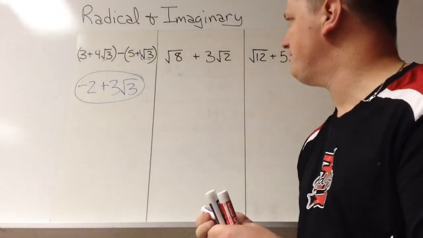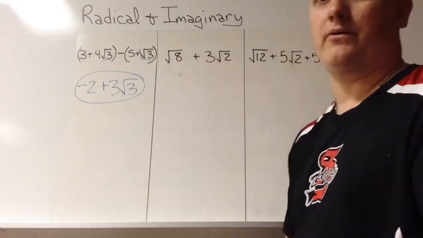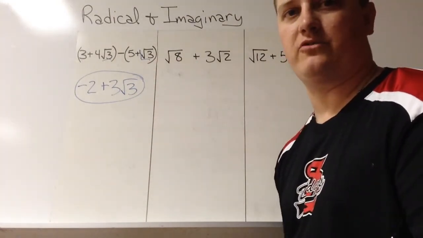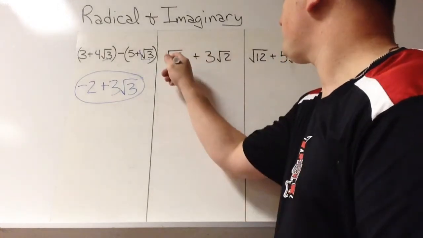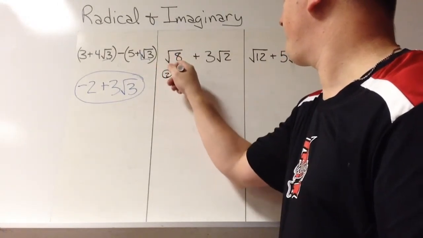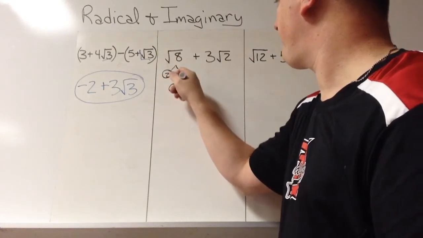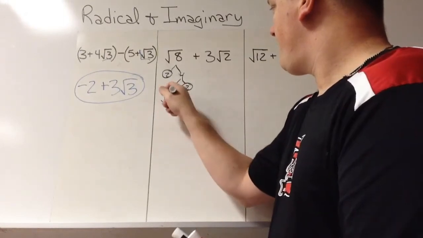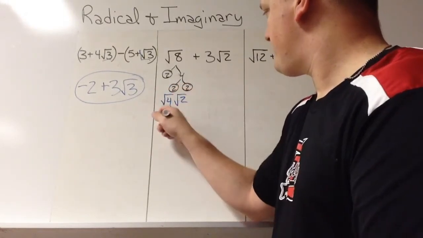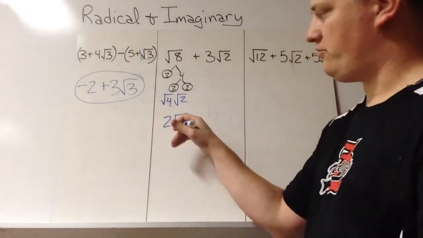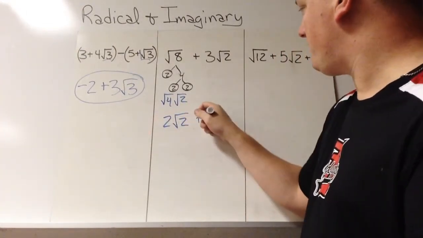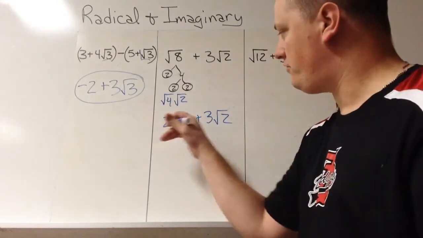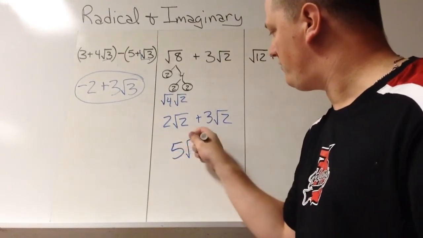We've simplified a little. Okay, here, square root 8 and square root 2 cannot be combined, but let's see if we can simplify square root of 8. So we've got 2 square root of 2, and bring down our plus 3 square root 2. They both have square root of 2, so we can combine them. 2 plus 3 is 5 square root 2.